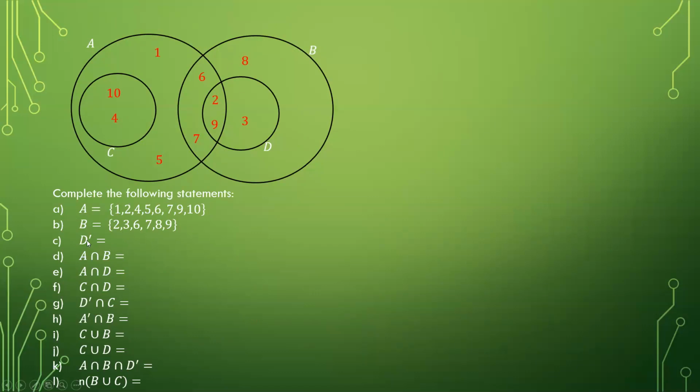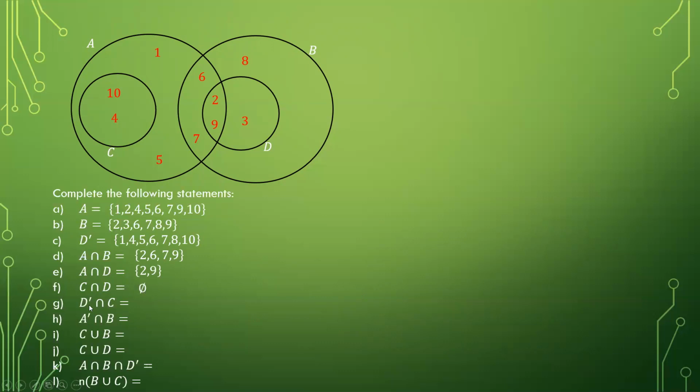Okay, so D complement means other than D. So you accept D, we don't accept D. That means we have a lot, right? 1, 6, 8, 7, 5, 4, and 10. So I arrange it in order, it's easier to read, right? So when we find A intersect B, that means the common place between A and B. So we have 6, 2, 7, and 9, right? And then A intersect with D, so you only have 2 and 9. And then C and D, you can see there is no connection. That's why the answer is the empty set, right?